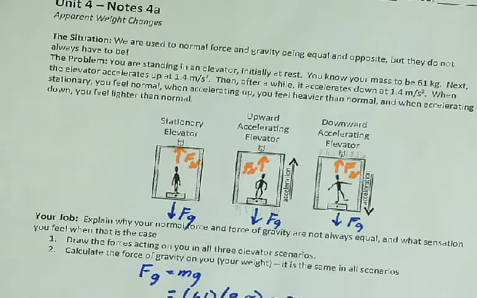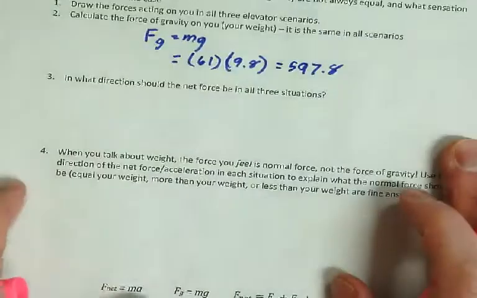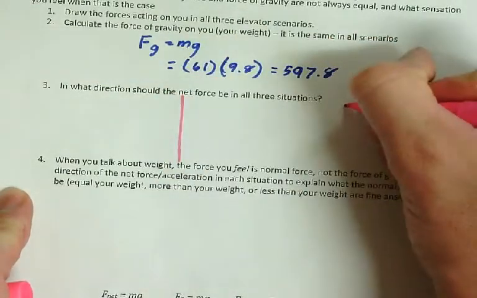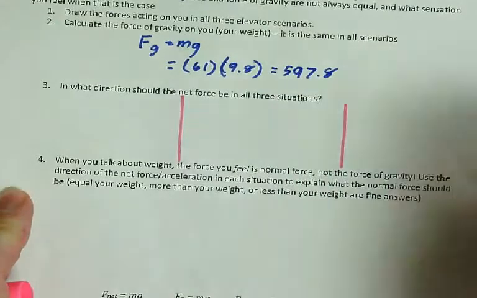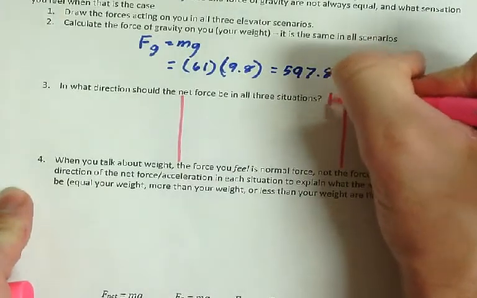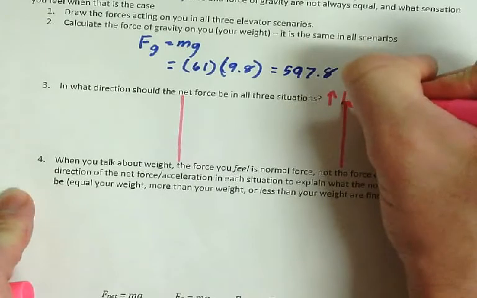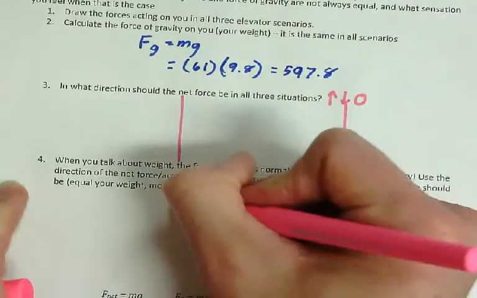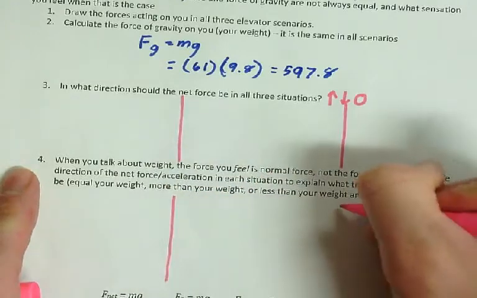Here's what I want to know. In what direction should the net force be in all the situations? So that's the first thing I want to know. And the second thing I want to know is, what does that say about the forces here? So I'm going to break this into three parts. And all you have to do is tell me, is the net force up? Is the net force down? Or is the net force 0? And then you're going to break number 4 into three parts.